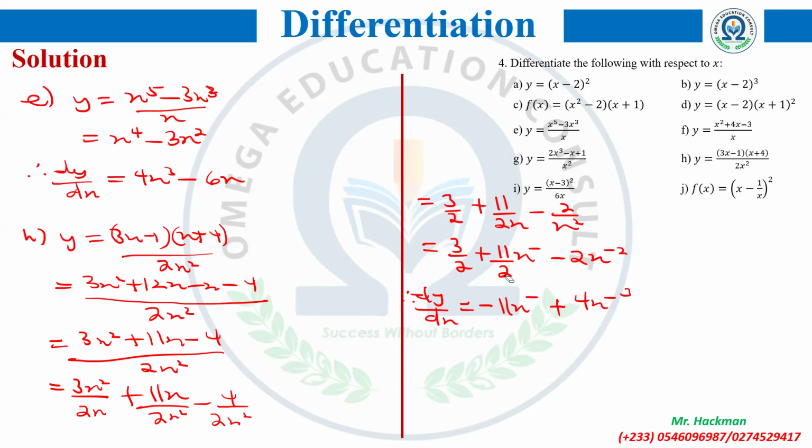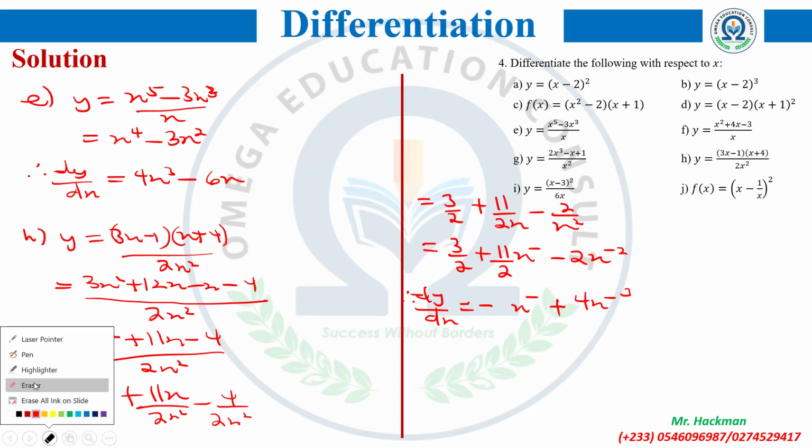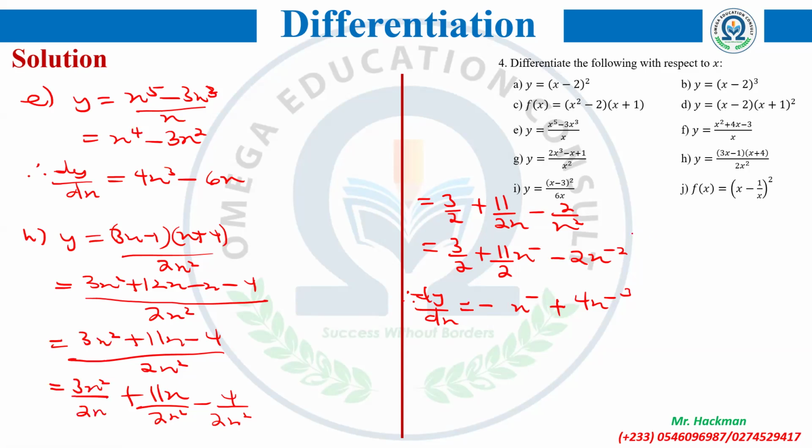So if that's the case, then what you have here will change. It's negative 1 because you brought this one up, and the exponent of the x in the denominator is 1. So take note: negative 1. In this case, this gives you negative 11 over 2. Then this one will give you plus. This one becomes negative 2 instead. Then this one will be negative 3.